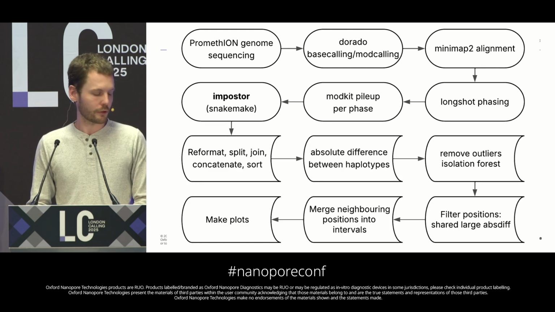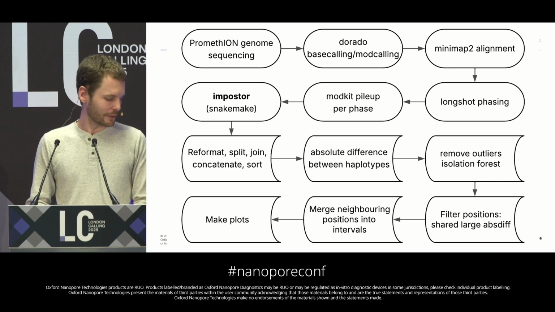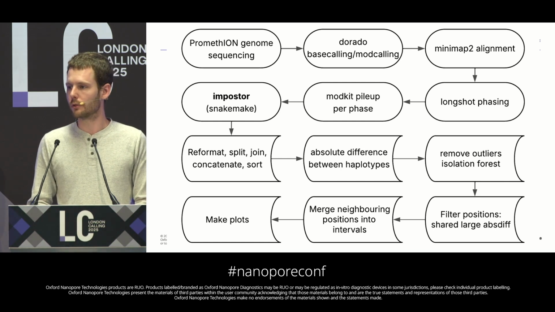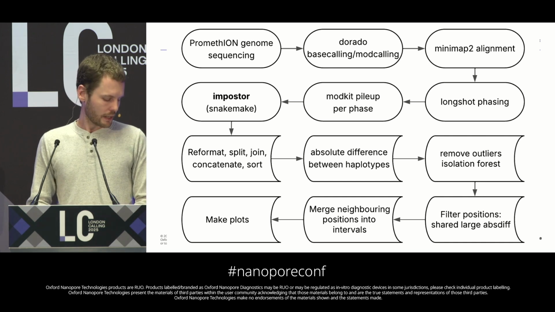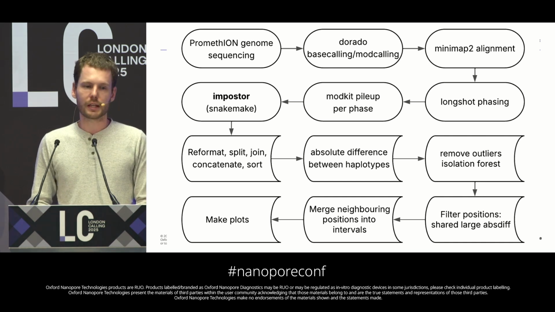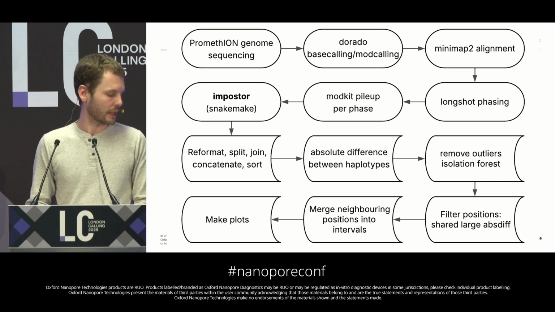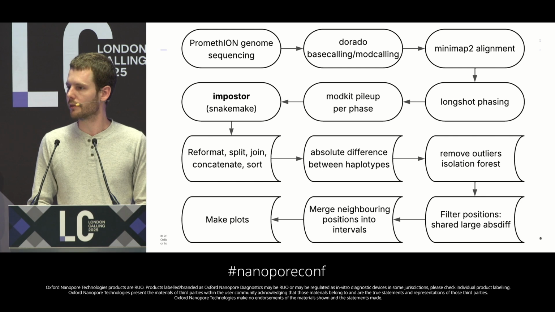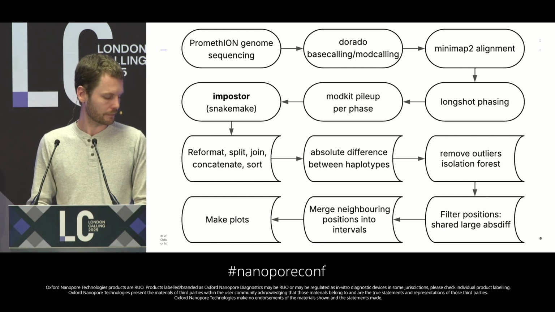It starts with just reformatting, splitting, joining, concatenating, and sorting. It takes a while to get all the data in our preferred format, but then we can start calculating the absolute difference between both haplotypes and then gathering those across many individuals. We throw out some outliers in the process with an isolation forest method, to make sure that we don't have any too special cases that change too many positions in too many individuals. And then we filter the positions for those that have a shared large absolute difference between haplotypes, merging neighboring positions into intervals, and finally end up with a list of imprinted regions for the visualization.